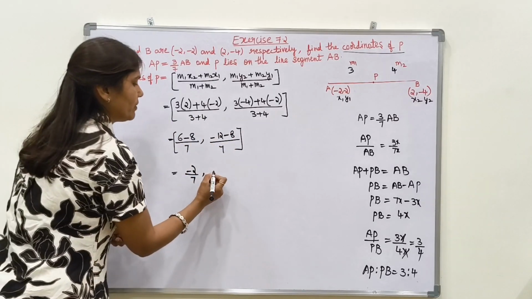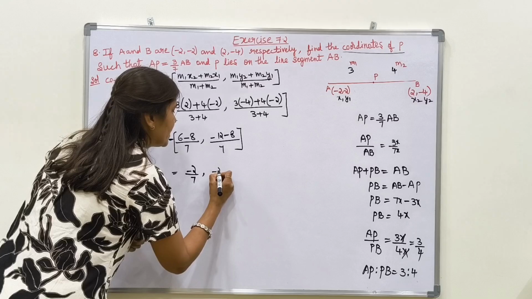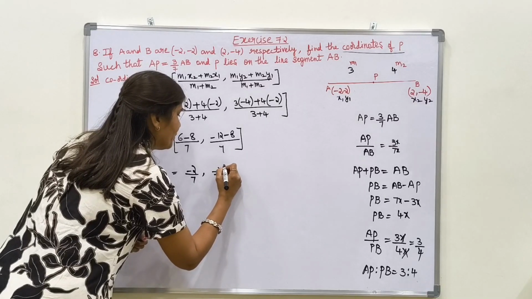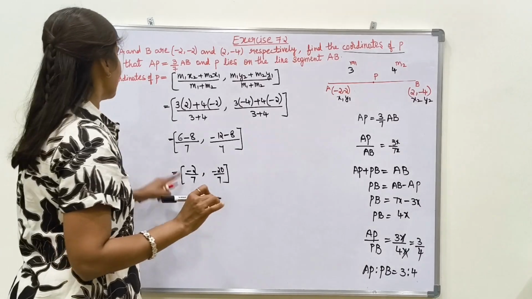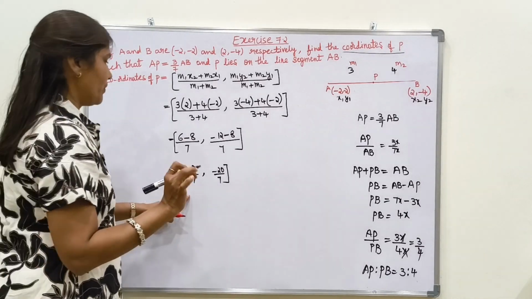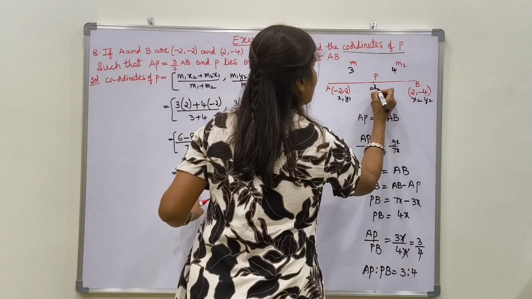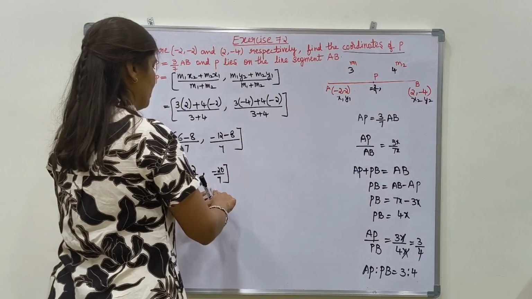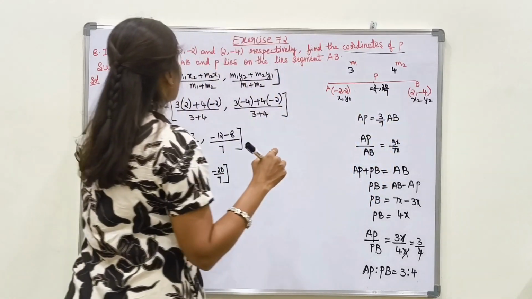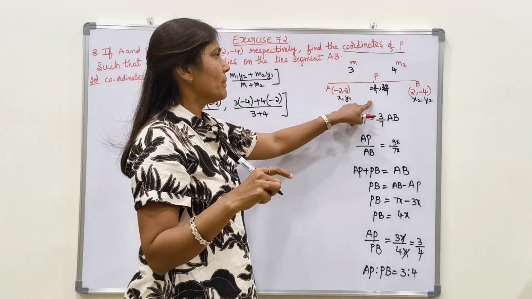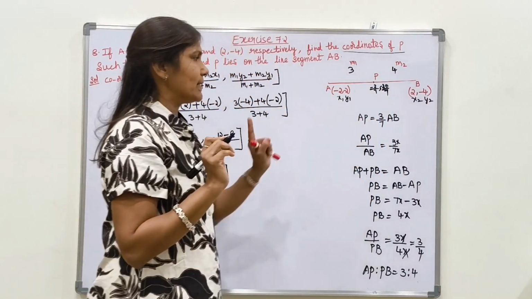Both are minus, so the sign will be minus, but we will do the addition. 12 plus 8, how much? Minus 20 by 7. So the coordinates of P, what is there? Coordinates of P, what is there? Here minus 2 by 7, comma, minus 20 by 7 is the answer. So asked coordinates of P, minus 2 by 7, minus 20 by 7 is the answer.